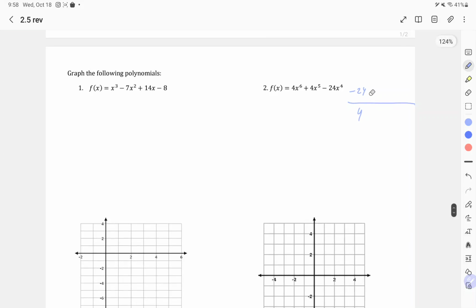Possible root, let's go. Wait, okay, this is not enough space. No, I need to factor these first. Yeah, this is factorable by 4. I can just yank it out. So 4 times x, and then you got 2 plus x minus 6. There we go. It's looking a little bit neater.